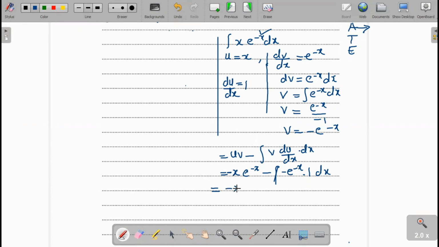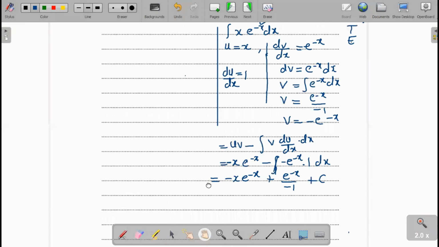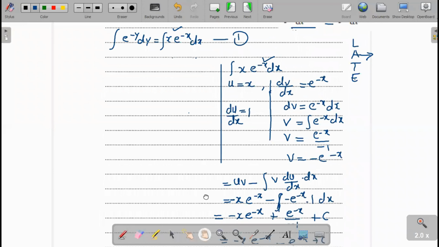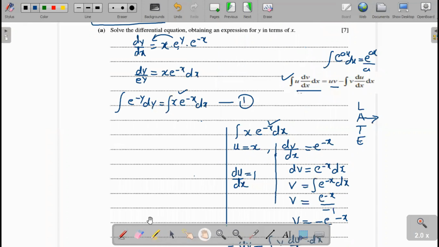Now we can write it as x into e power minus x plus the integration of e power minus x, and the integration of x e power minus x, and put the constant here, plus c. Now this value becomes minus x e power minus x minus e power minus x plus c. Now substitute this value in this equation.